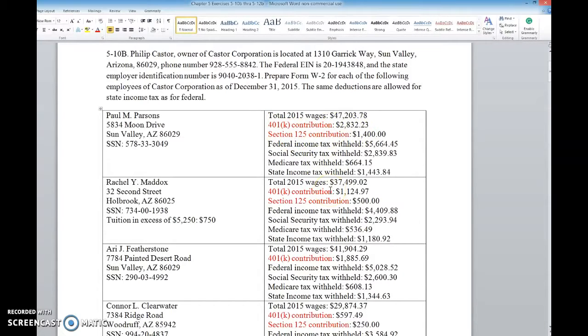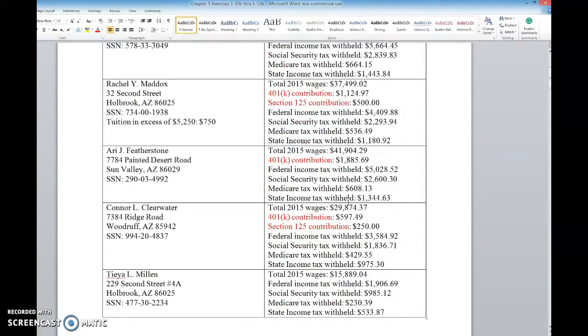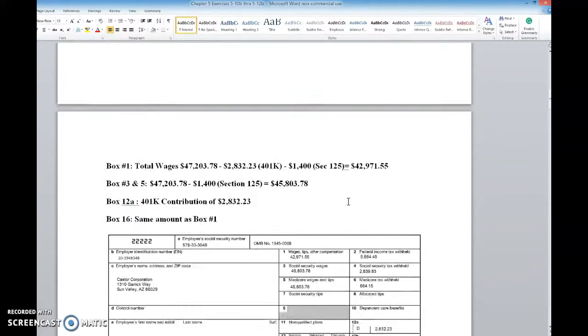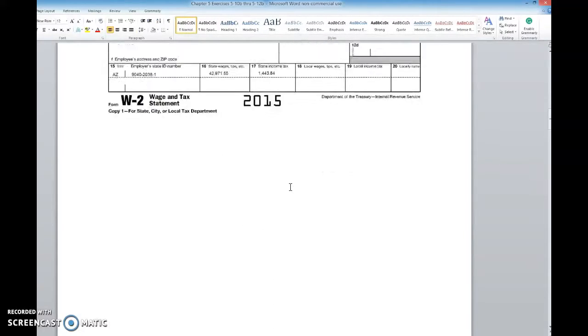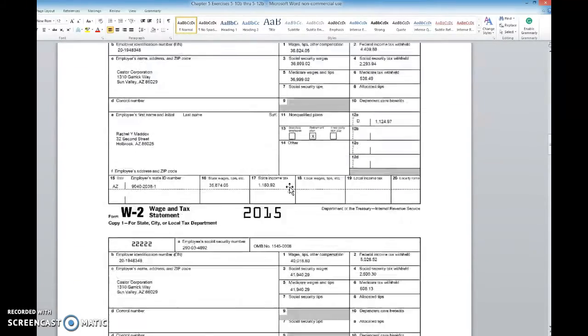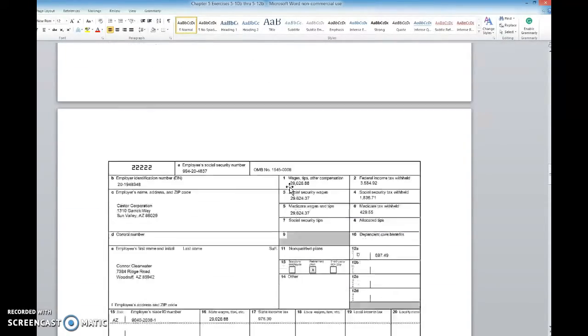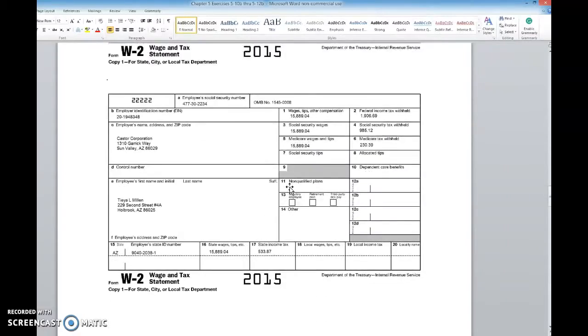Now, I'm not going to walk through each employee, but I did go through and highlight the employees that participate in the 401k and the Section 125 contribution. So when you're working through the exercise on the homework, please keep in mind, as I stated before, those amounts must be taken off the total wages in order to figure out their taxable wages. This is all the W-2s for the employees from exercise 5-10A.